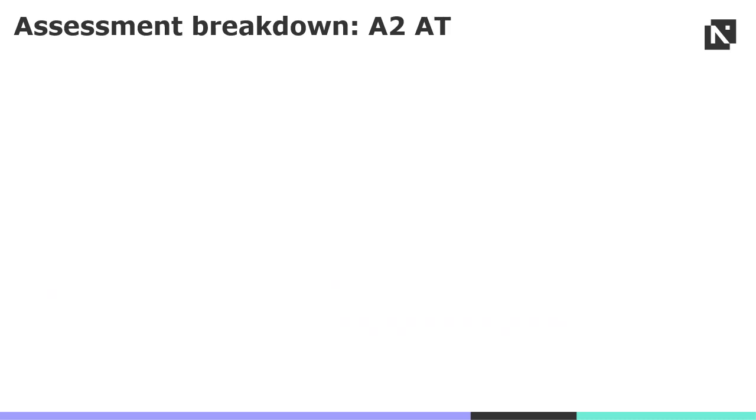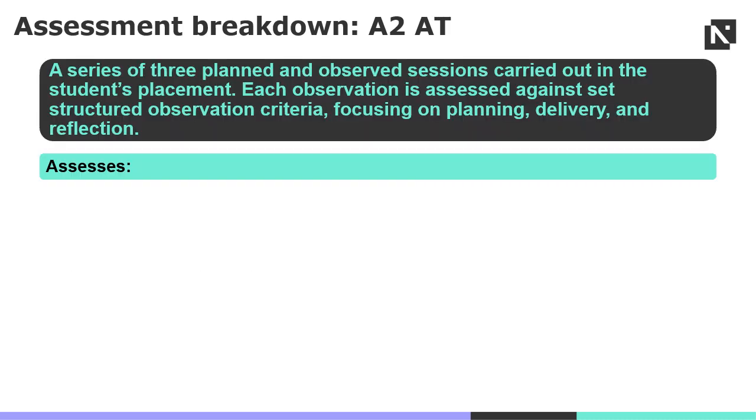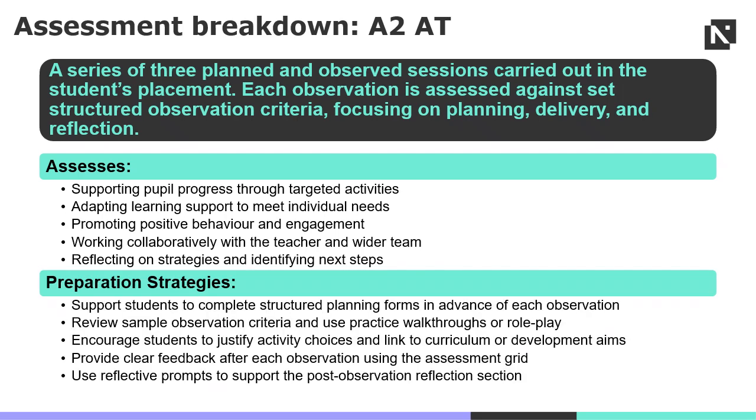Now let's look at assignment 2 for assisting teaching, the structured observations. Just like in early years, it includes 3 planned and observed sessions in placement. Each observation is assessed against a set of structured criteria, focusing on how learners plan, deliver and reflect. These observations are carried out within a fixed NCFE assessment window, so preparation and timing are key. They are internally assessed and externally moderated, so accuracy and consistency in evidence collection are vital for both pathways.